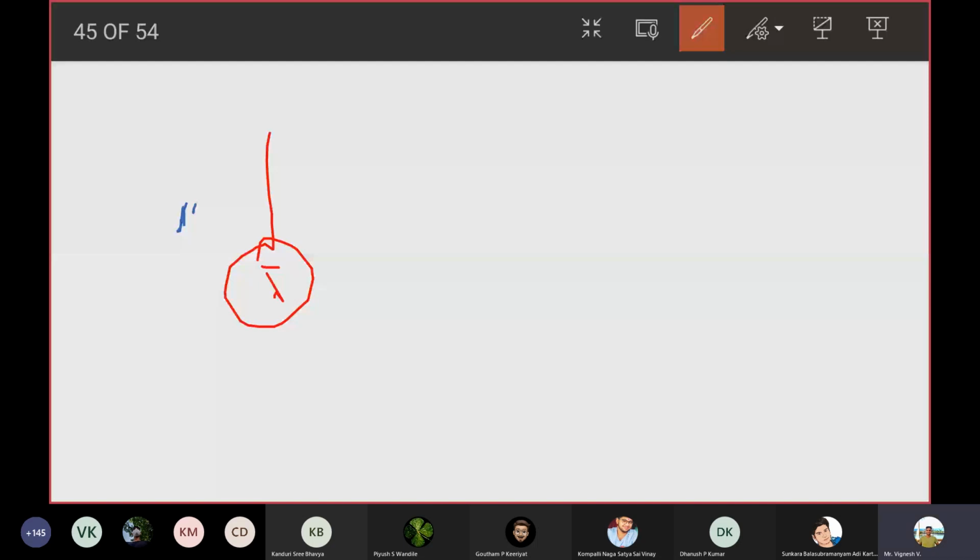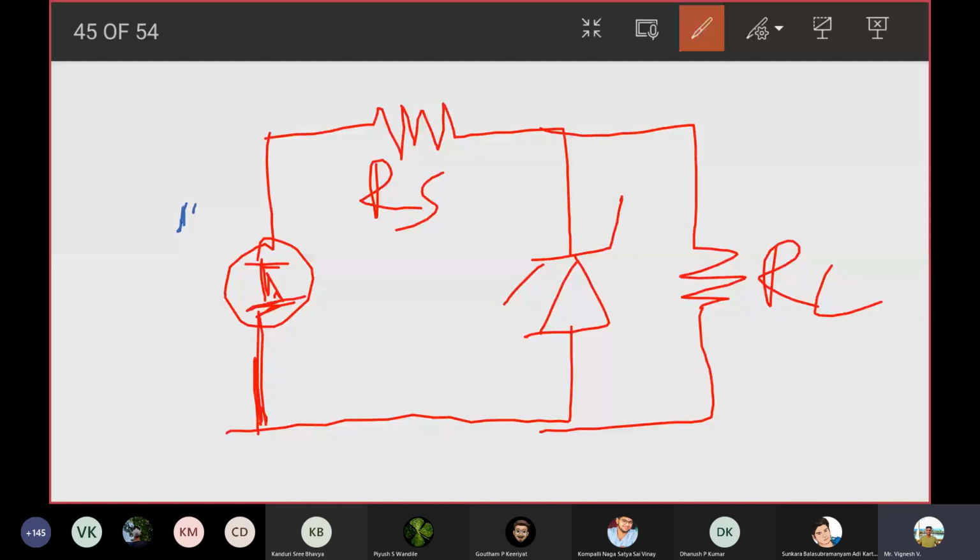So I put a load resistor here. I have an RS and I have an RL. Again, this is Vs. Now, Vz is given in the question. It need not always be given; the output voltage can be given, and you may be asked to find Vz. Known and unknown change depending on the requirement. So let us say that Vz is given in the question.